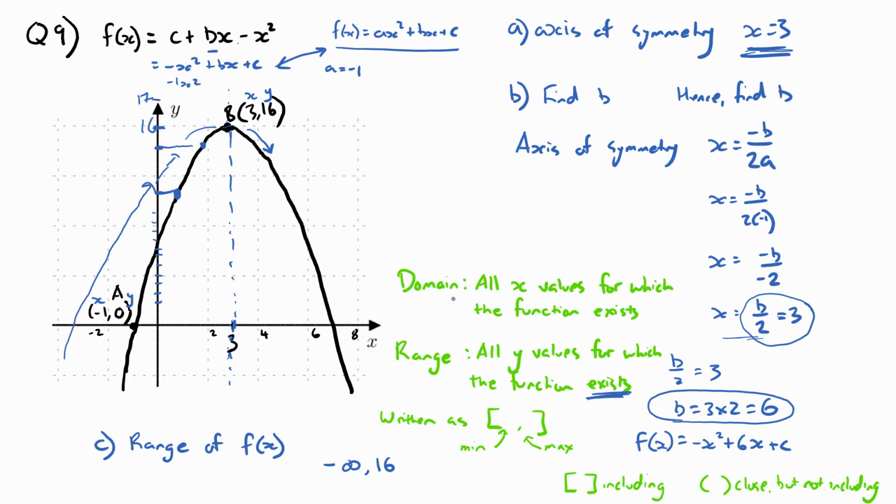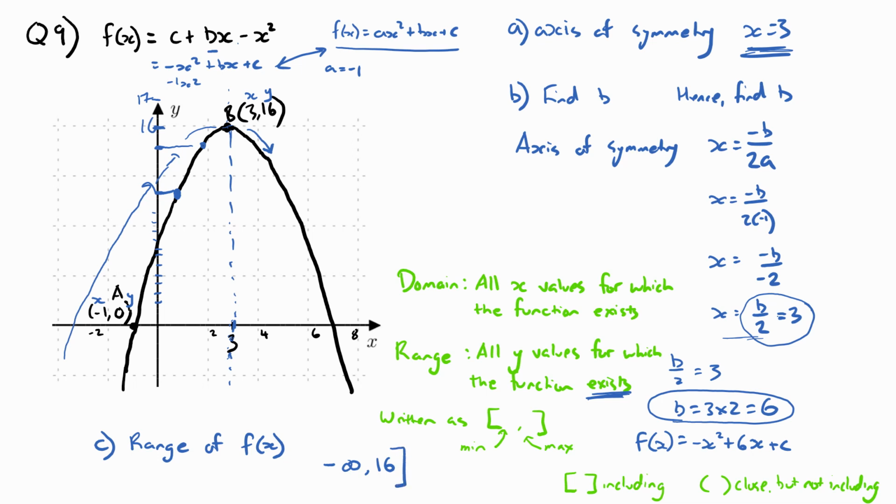So we always write our domain range in this form: the minimum, comma, the maximum. So the minimum value is negative infinity. The maximum value for our range is 16. And then we need to choose what bracket types we use. Square brackets is including that number. So in this case here, the range does include 16, so I'm going to write it as a square bracket.